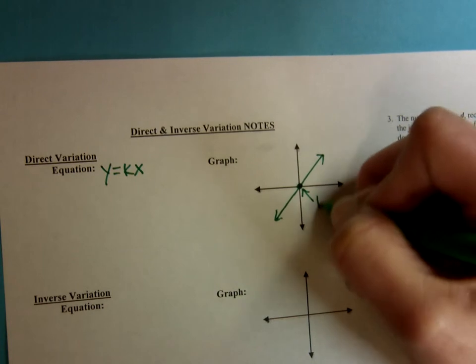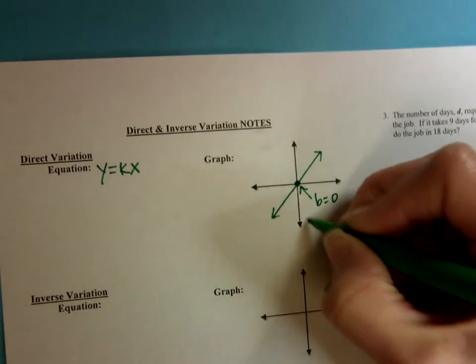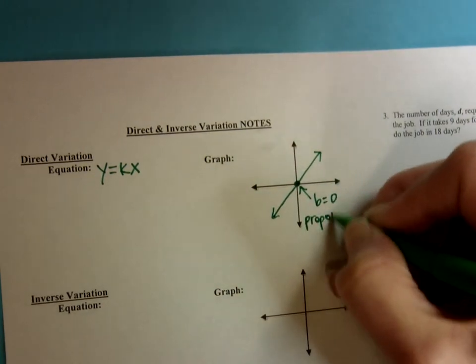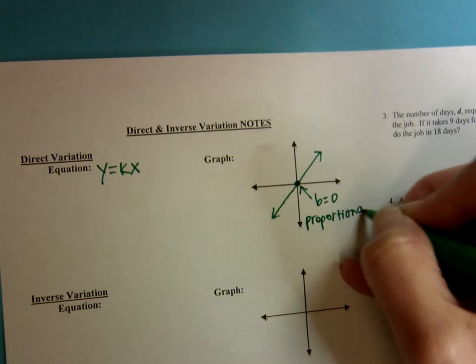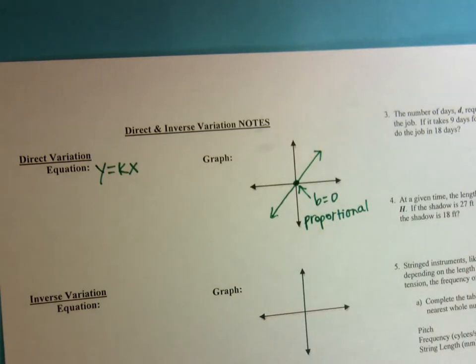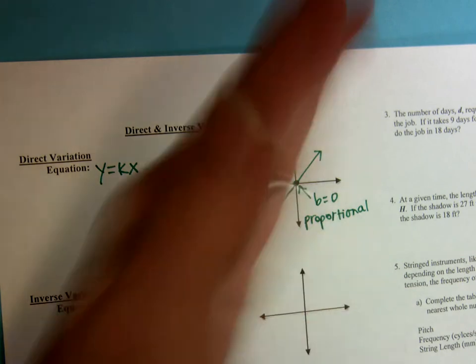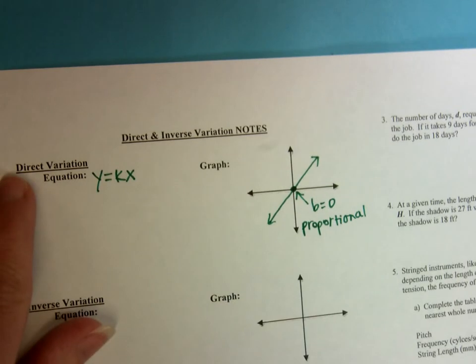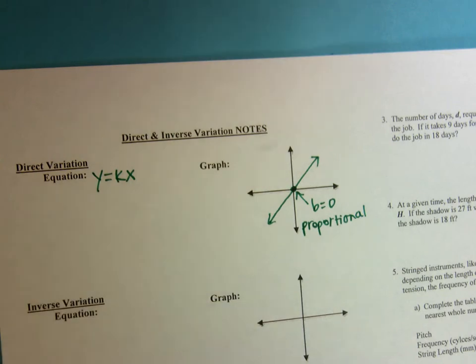It has to go through the origin at 0. And another vocabulary word for that would be proportional. If a graph goes through the origin, it is proportional. And it has to have a positive slope also. So it's proportional, and it's also called direct variation that goes through the 0. If it goes through any other place on the y-axis, then it's not direct variation.